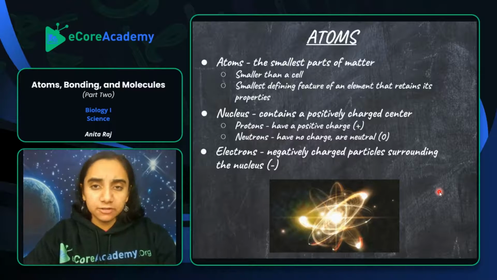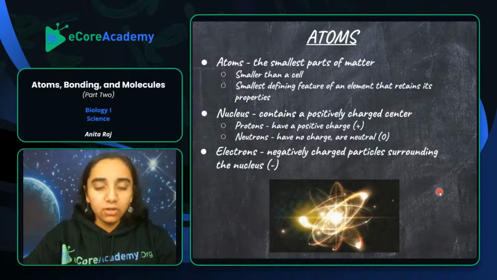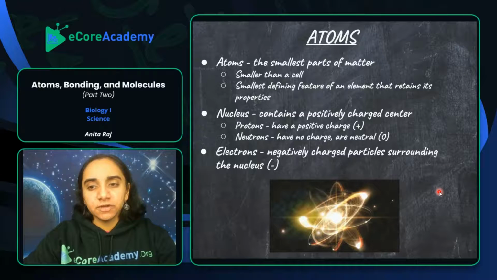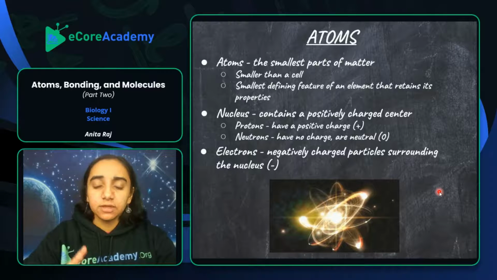So finally, let's talk about what atoms are. Atoms are the smallest parts of matter, like I told you before. They're the smallest things that constitute matter. They're like the building blocks, if you want to think of it that way. They're even smaller than a cell. They're the smallest defining feature of an element that retains its properties. If you don't get what that means, it's fine. We're going to go into it in the next video.